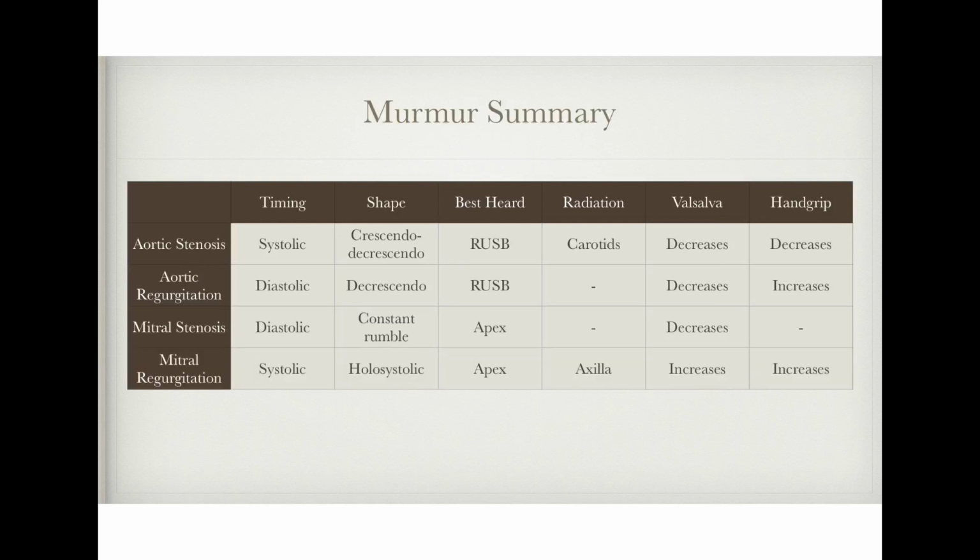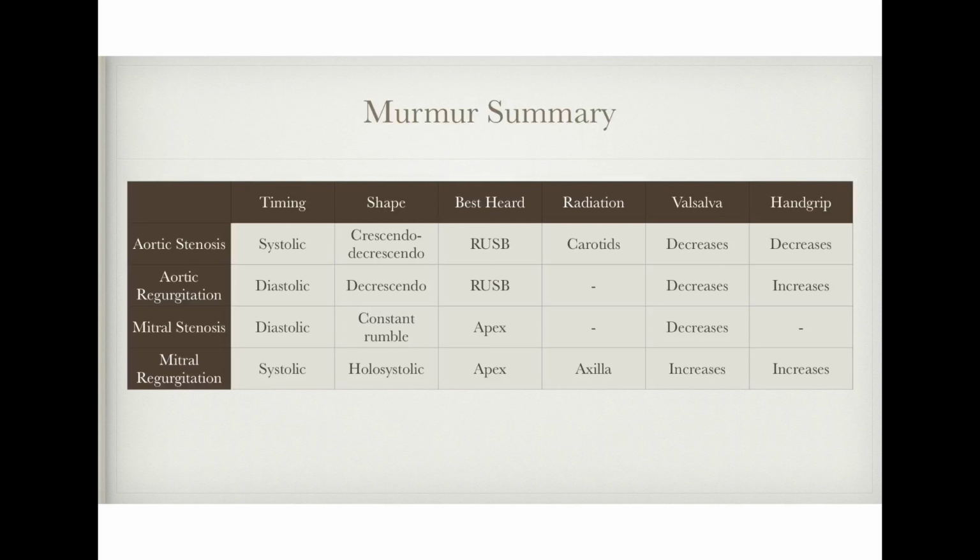The murmur of mitral regurgitation is a systolic and holosystolic murmur in that it has the same intensity throughout the entirety of systole. It's best heard at the apex of the mitral area and radiates to the axilla. Valsalva maneuvers would increase the intensity of mitral regurgitation because it would decrease the pressure in the left atrium by decreasing the preload, and this would drive a higher pressure gradient from the left ventricle to the left atrium, which would lead to increased blood flow backwards through the mitral valve.